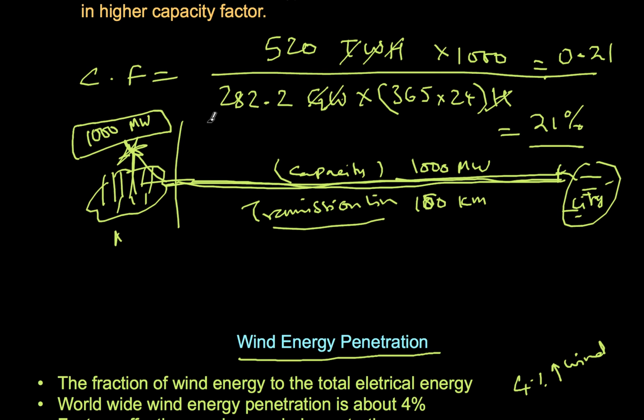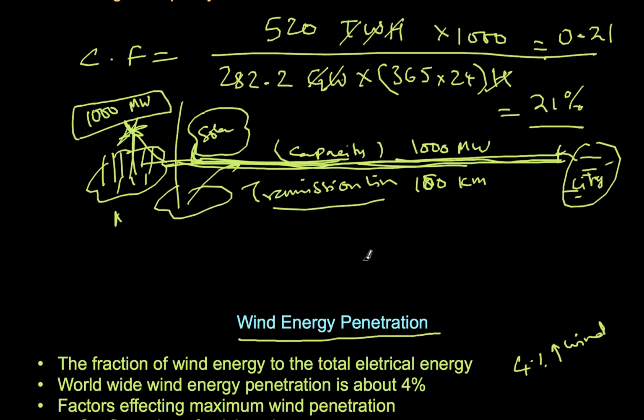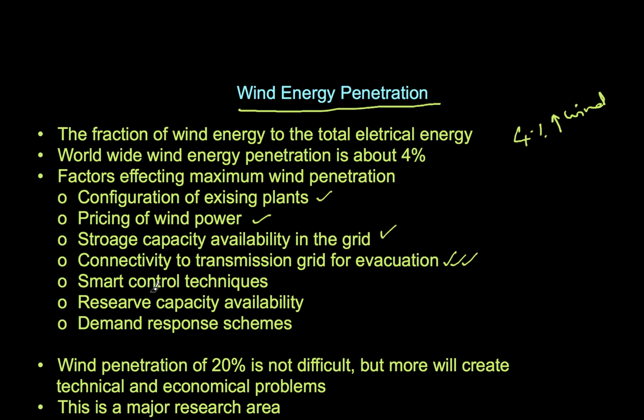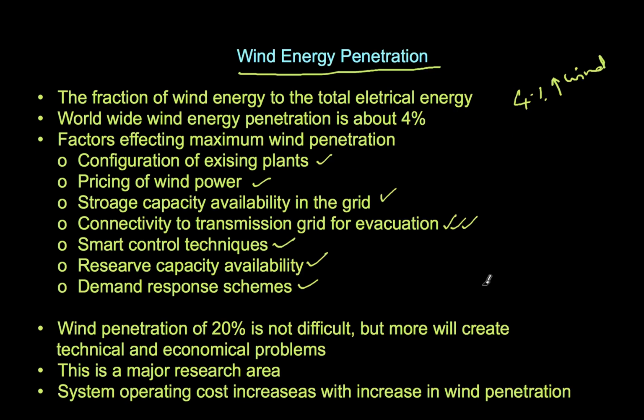So how do you address that? You have solar power here. So wind and solar are complementary, so the same line can be used by solar. You can have some other alternate forms of energy sharing the transmission line, thereby reducing the cost or whatever. So these kind of strategies you have to use. Smart control techniques, reserve capacity availability, and demand response schemes. So these are the factors.